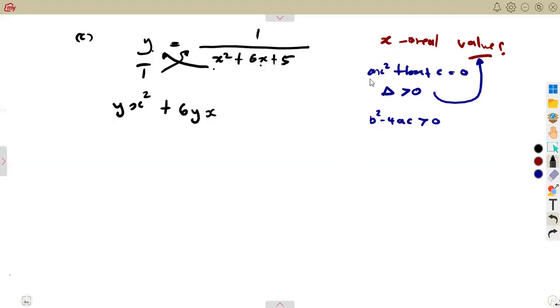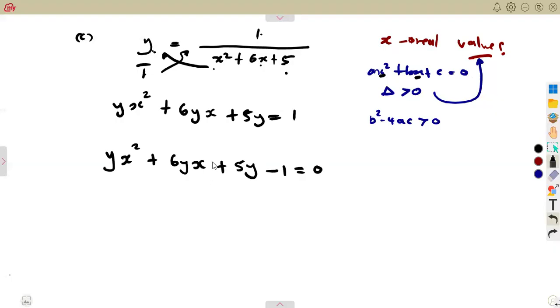Remember, we need the format of ax squared plus bx plus c. So we need x squared, x, followed by a constant, y times 5. That is going to be 5y is equal to 1 times 1, that's a 1. But this is not equal to 0. It must be equal to 0 for us to apply this. So we're going to have yx squared plus 6yx plus 5y. Then we transpose the 1. That will be a minus 1, is equal to 0.